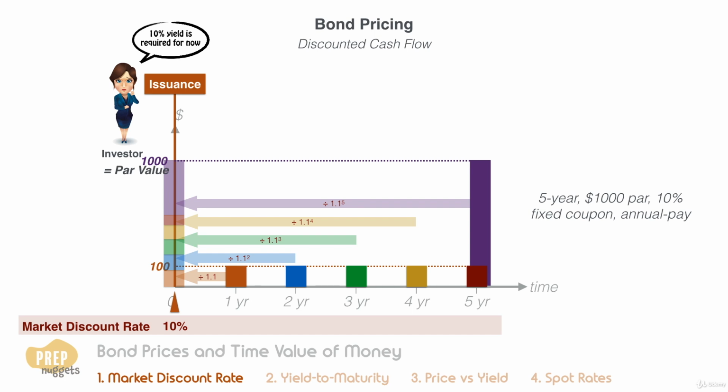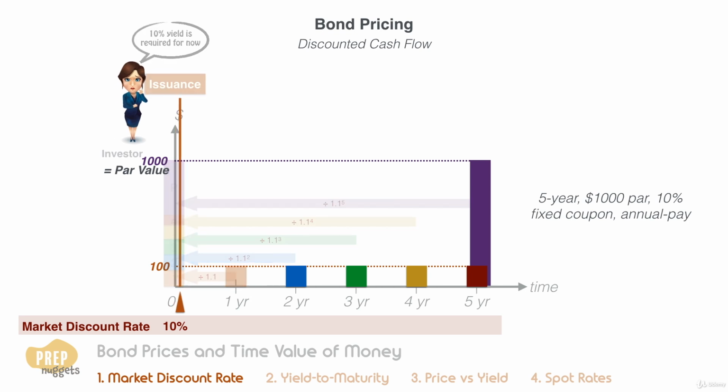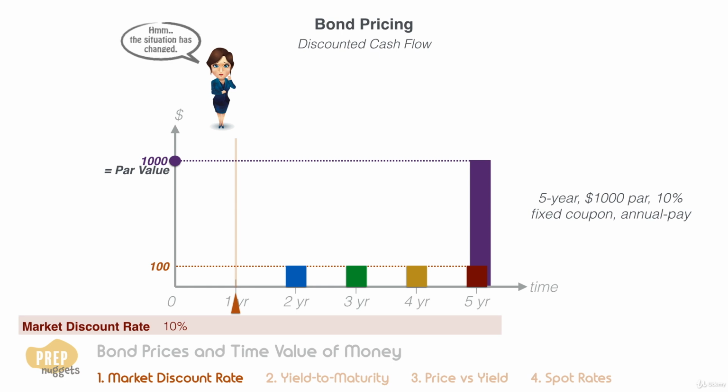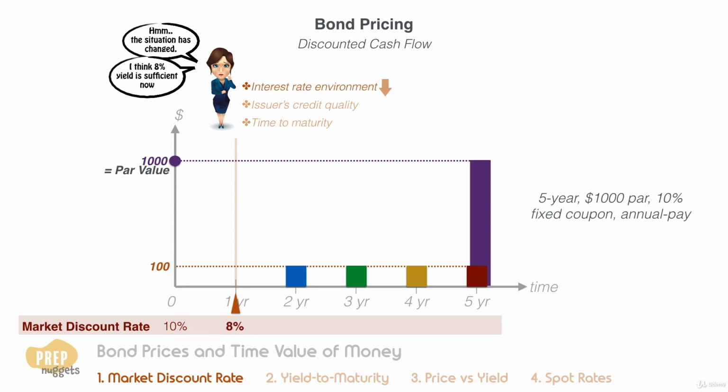This should not surprise us, as the coupon rate determined at issuance is usually matched up to the market discount rate. However, as time goes on, investors can change their view on the required rate of return for them to be invested in the bond. This is primarily due to factors like the prevailing interest rate environment, credit quality of the issuer, and the remaining time to maturity. Let's assume that 1 year after issuance, due to a fall in the prevailing interest rate, investors now require a lower interest rate of 8% from this issuer to convince them to invest in this bond.